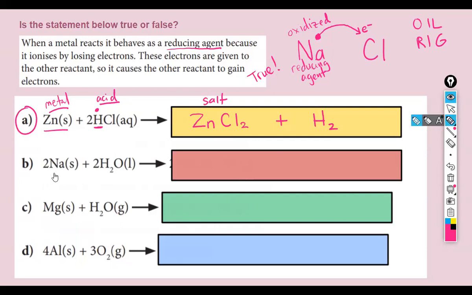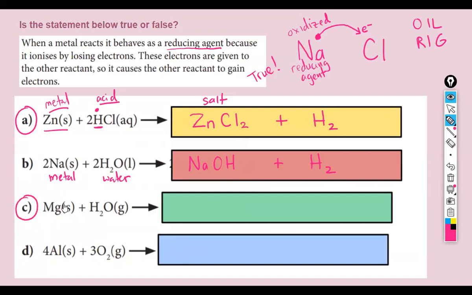What about this one? This is a metal, and you notice this is water. Metal plus water will give you a metal hydroxide plus hydrogen. So for this one, you will get sodium hydroxide and hydrogen. I don't think it's balanced, but you all get the concept. What about C? C is a trick question.